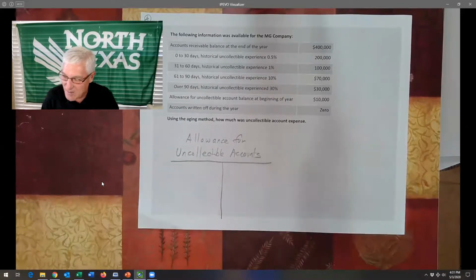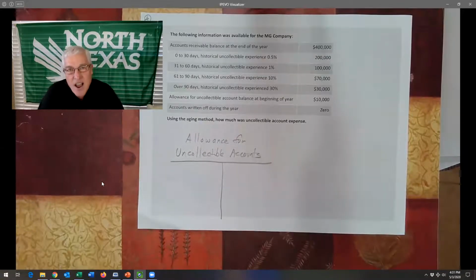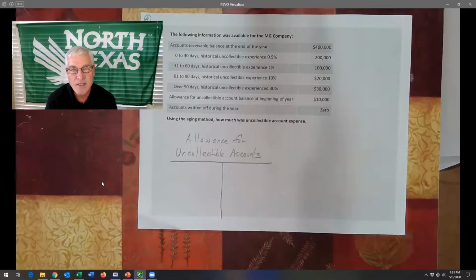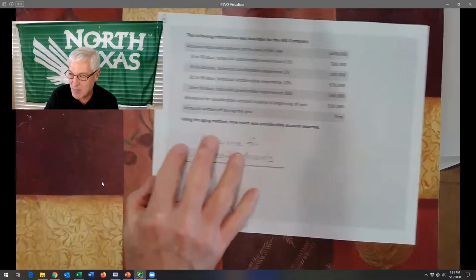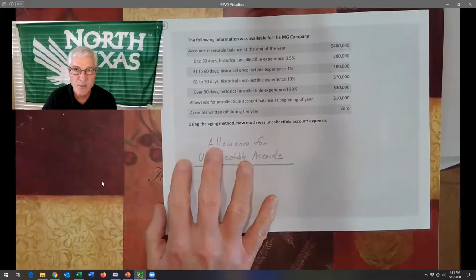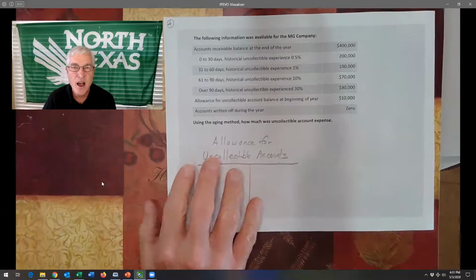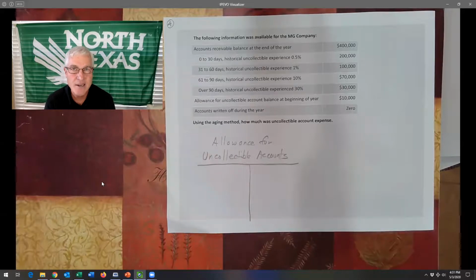All right, now here is a different look at the uncollectible expense. Now, some principles of accounting courses will not test you on this. It is called the aging method, as compared to the percent of sales method. It's just another method of estimating the uncollectible expense. And so you might want to talk to your professor to see if this is going to be covered. We've started excluding this at the University of North Texas, where I'm teaching right now.